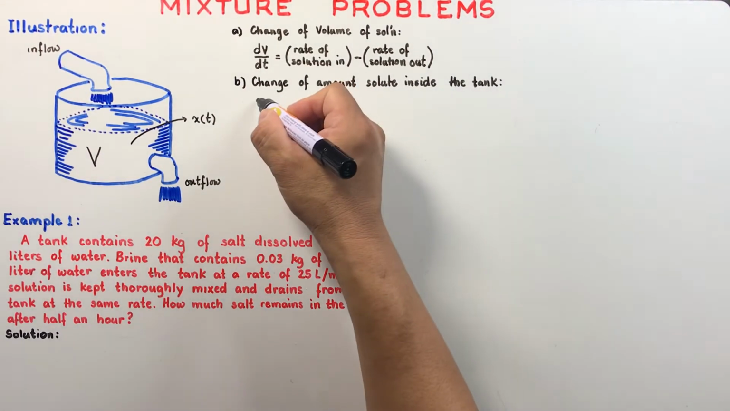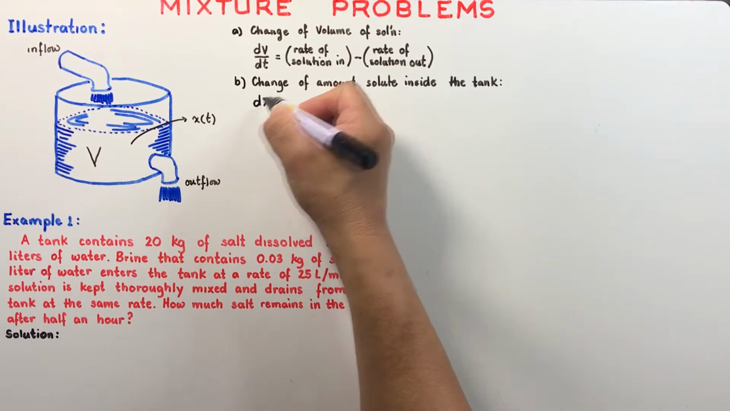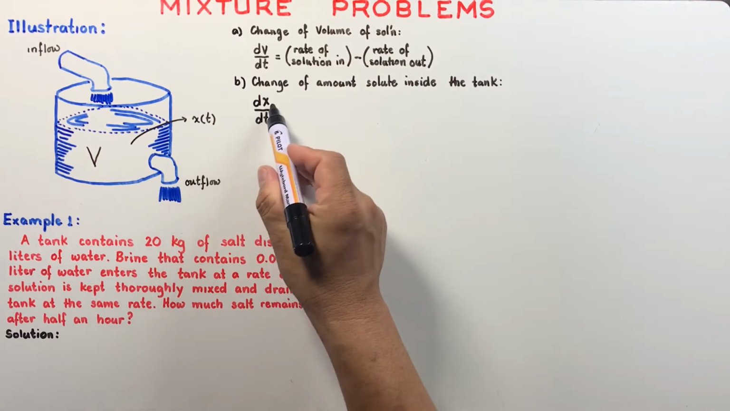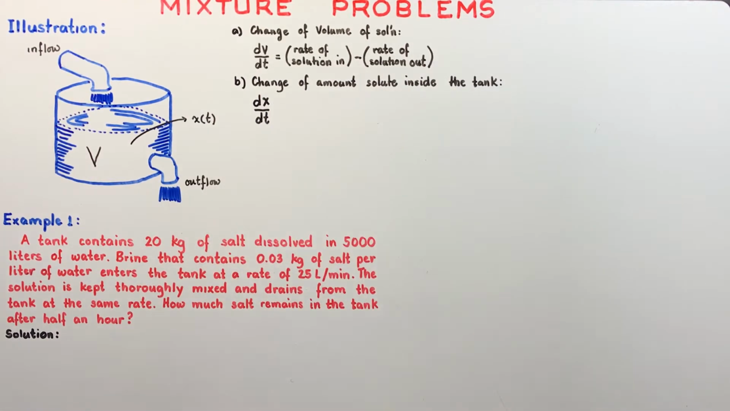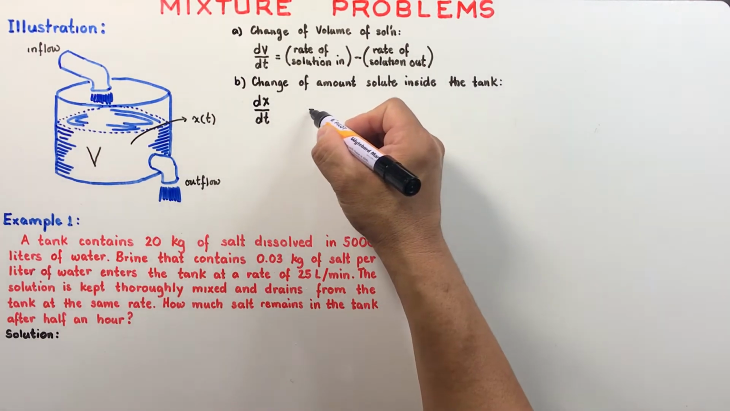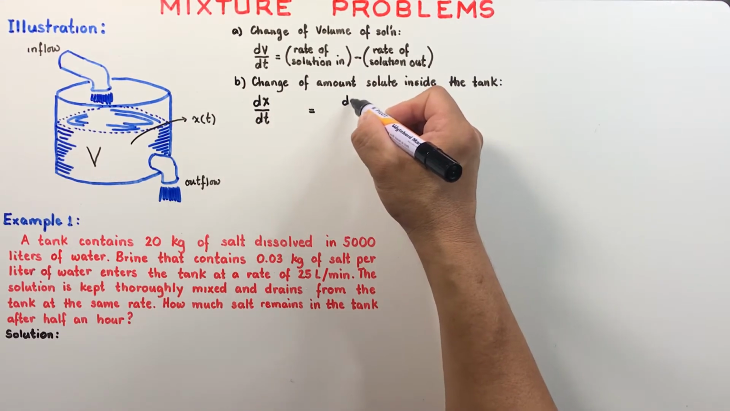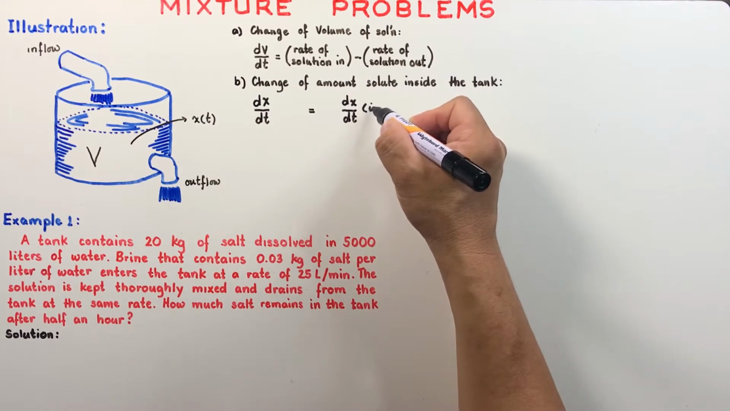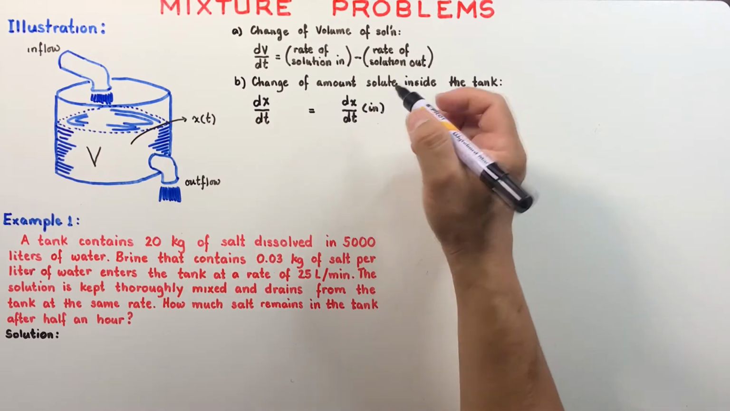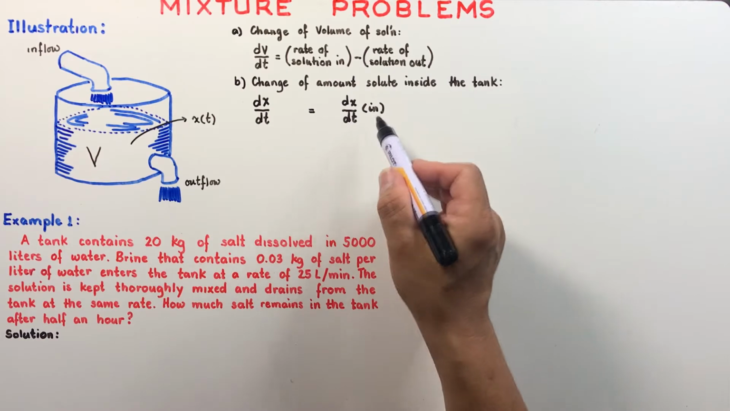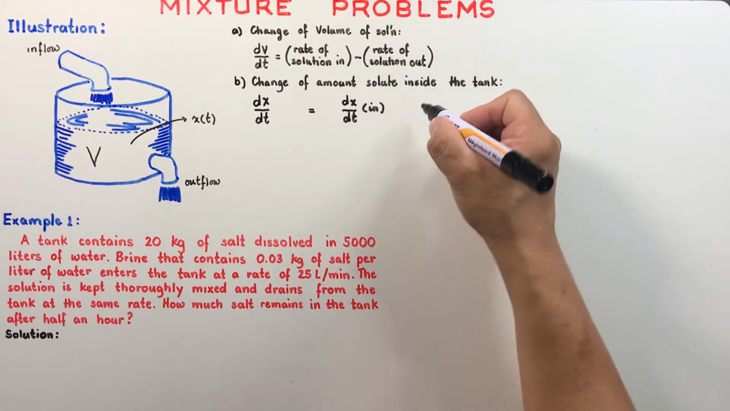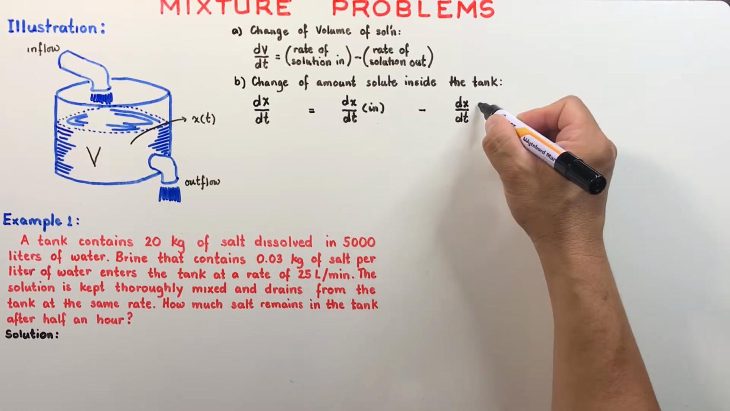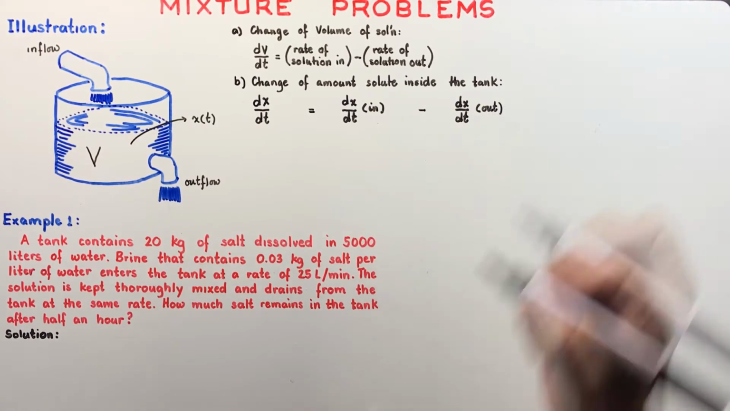And then second is the change of the amount of solute inside the tank. And this can be represented using calculus as dx/dt, so the change of the amount of solute with respect to time. And this can be calculated by the amount of solute flowing inside the tank, a change of the amount of solute flowing towards the tank, minus the change of the solute moving out or escaping from the tank.